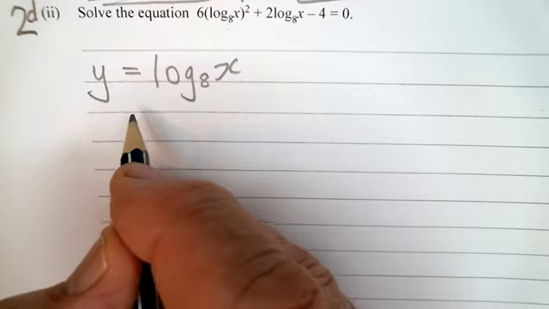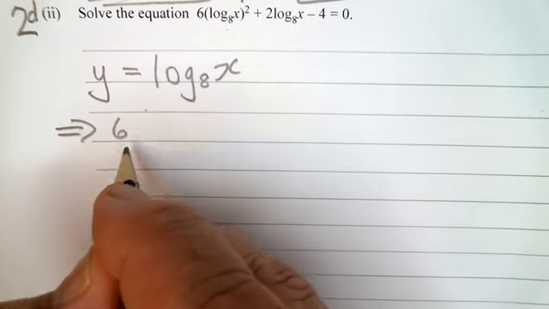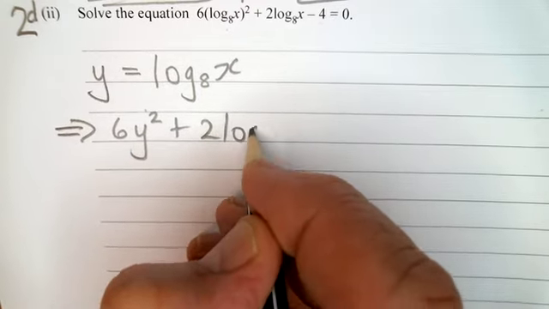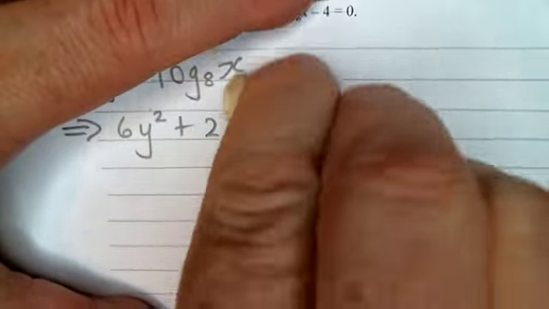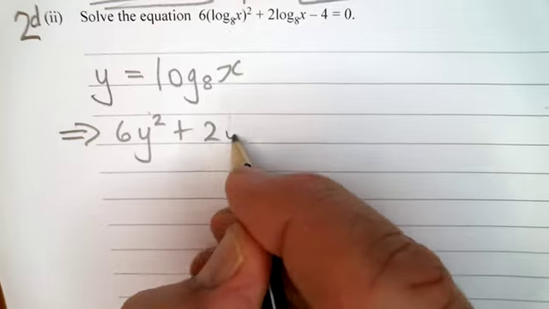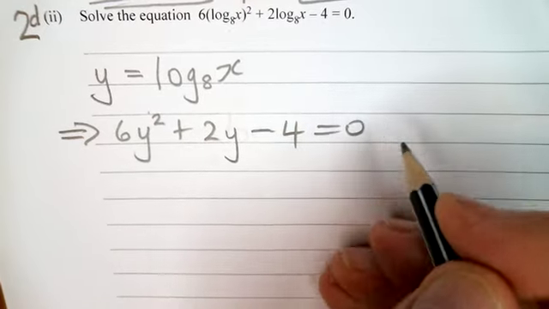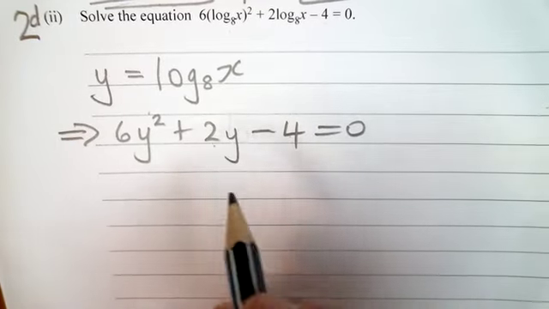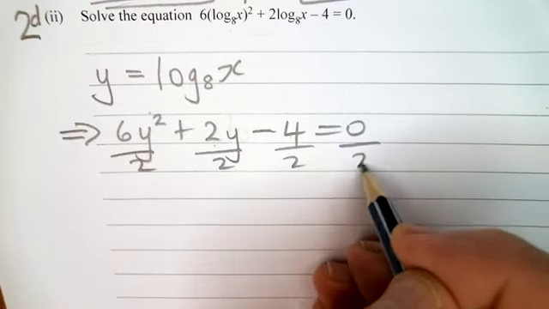So we've now got, this implies that 6y squared plus 2y, because log base 8 of x is y, minus 4 is 0. Now I'm noticing we have something else in common here. These are all divisible by 2, so I'm just going to divide this by 2, divide this by 2, divide this by 2, and of course divide that by 2.